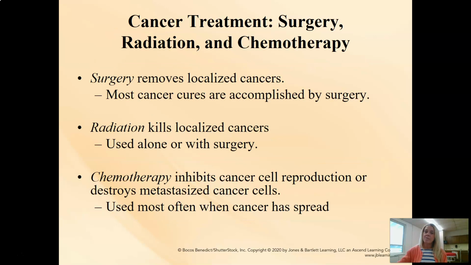So, treatment for cancer. Surgery is often used to remove the tumor and the surrounding tissues to make sure that they get all of the tumor. So most cancer cures are accomplished through surgery. Surgery is not as effective if the cancer has spread to multiple areas. Radiation is also a fairly common treatment for cancer. It kills localized cancers. It can be used alone or in conjunction with surgery.